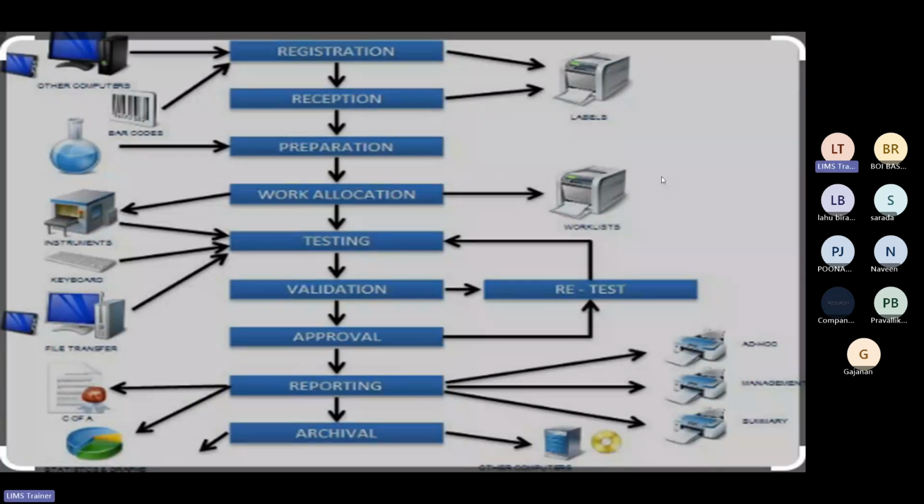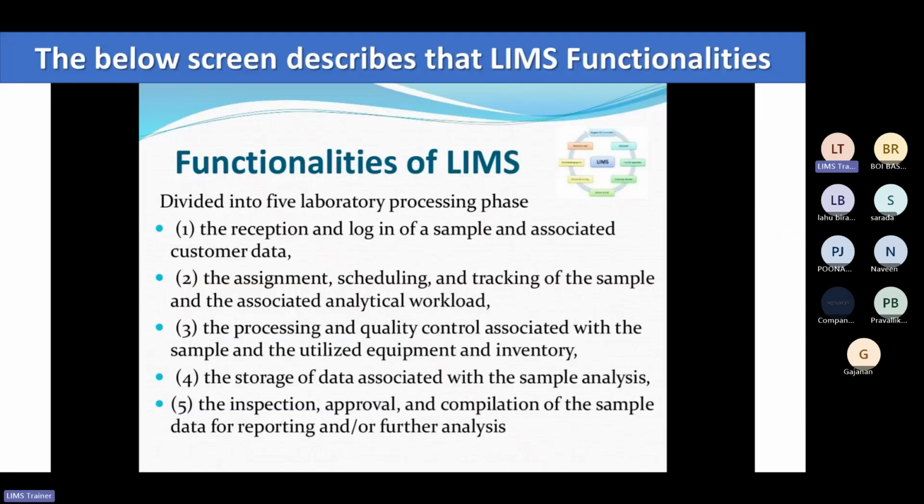Here you can see, starting from reception, preparation, work allocation, testing, validation, approval, reporting, how the data is archived, or if a retest is required for some samples, all these things are involved, and all of this is controlled by the software. That also I'm going to explain in detail. Then the different functionalities: what are the different functionalities that are related to LIMS?